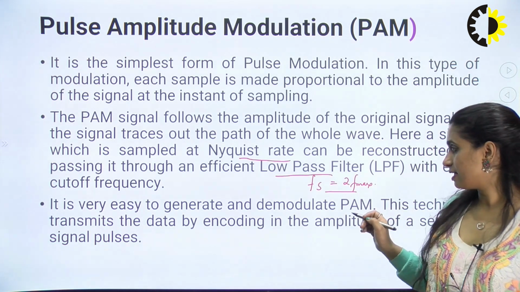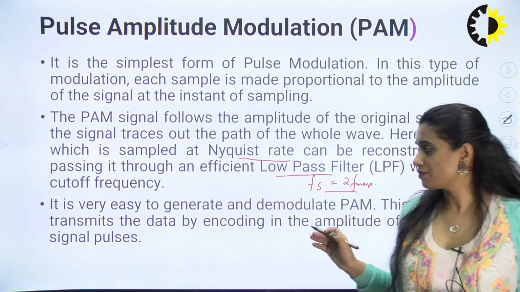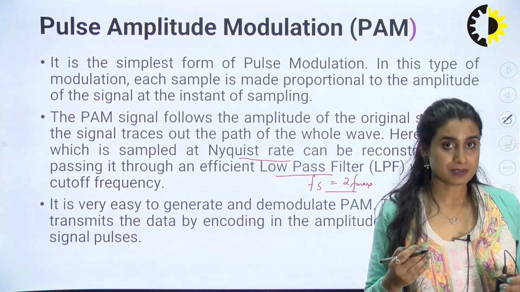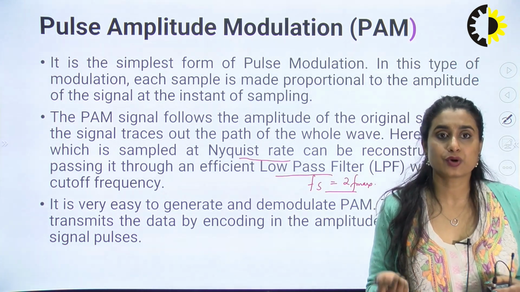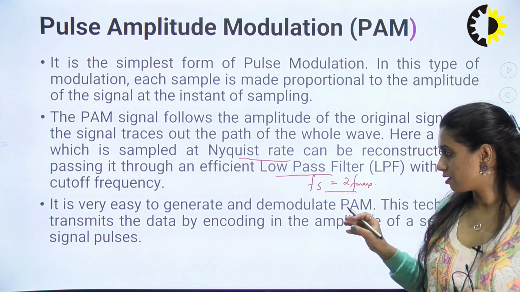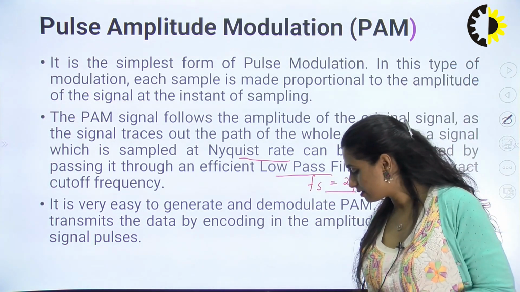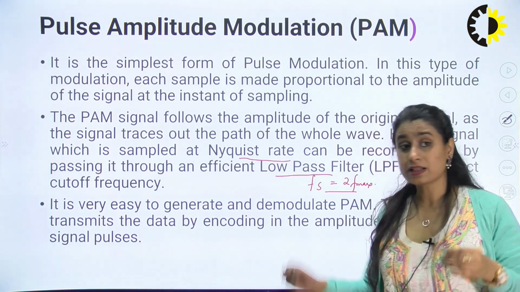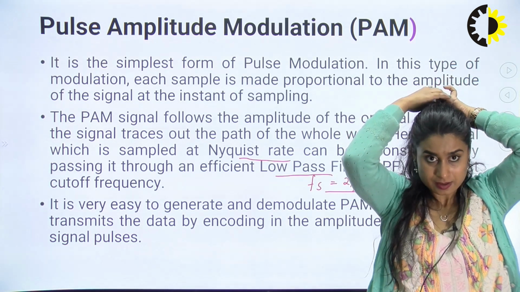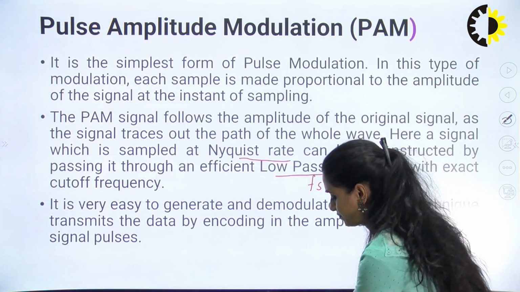This is the technique that transmits the data by encoding the amplitude of a series of signal pulses. So we can consider pulse amplitude modulation as a kind of modulation where the signal is transmitted in the form of amplitude modulated pulses. We can consider our PAM signal as an encoded version of the signal where it passes as amplitude modulated samples.